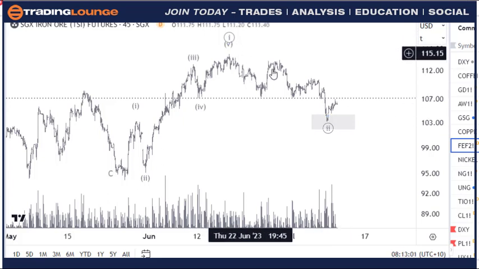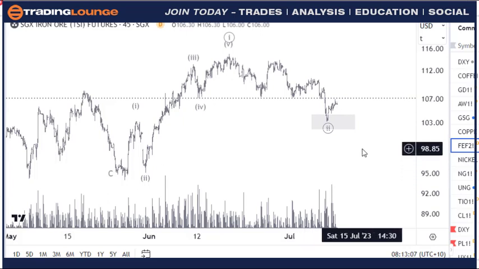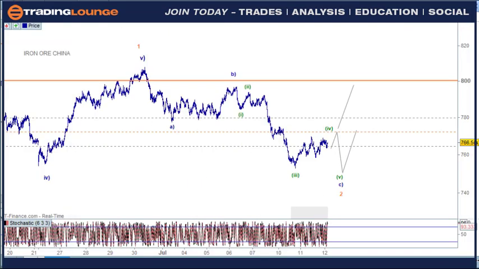Not the best looking ABC here, but I need to get an impulse wave here. I don't quite have it yet. So I'm not really ready to call a shot in for buying FMG and so on just yet. Rio, Vale, all of that sort of stuff. So we're not quite there just yet with that.